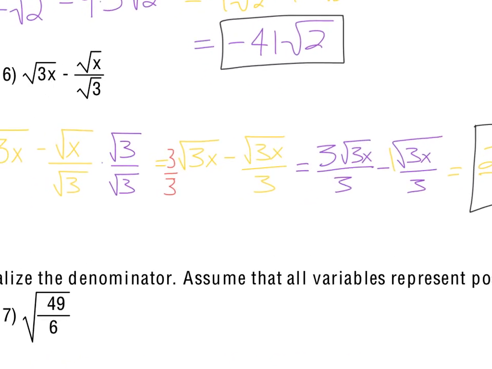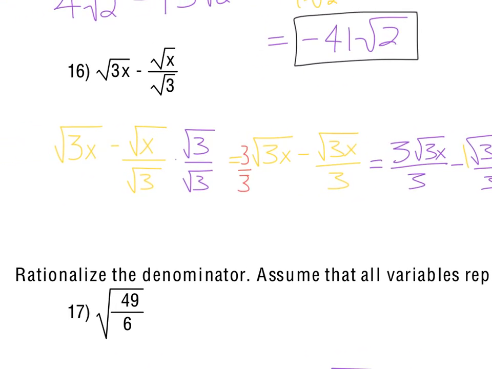For number 16, we need to rationalize that denominator. So we multiply numerator and denominator by the square root of 3. That's where these come from. We have to kind of figure that out. And then we get the square root of 3x here still minus the square root of 3x over 3.